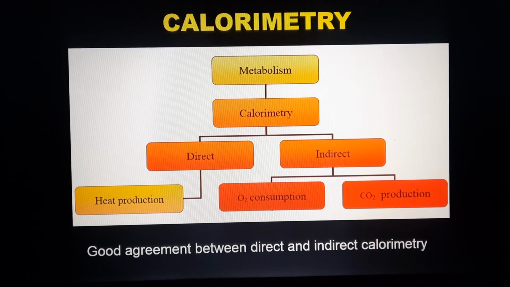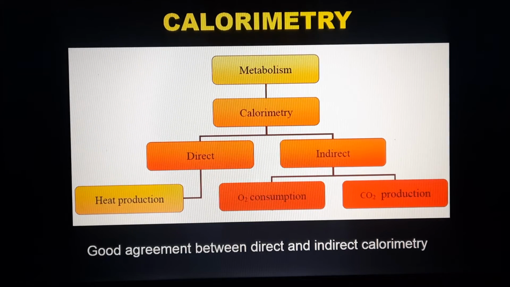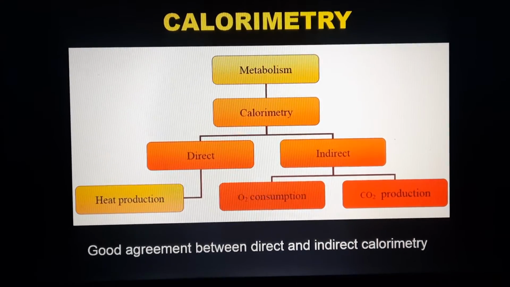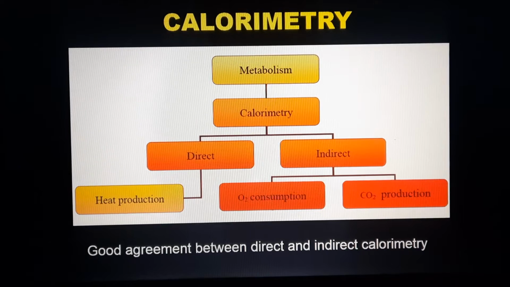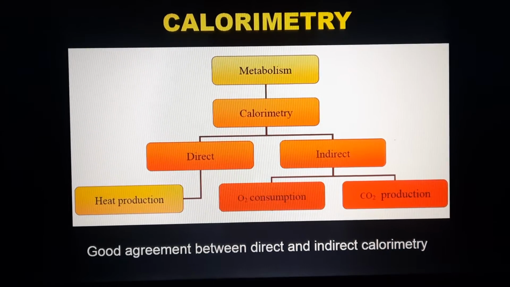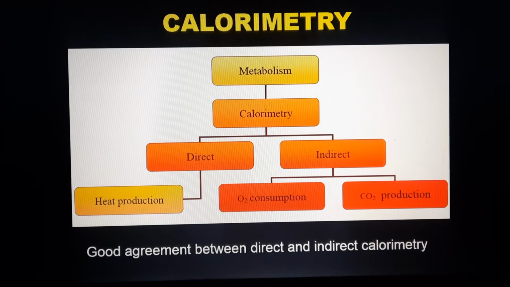So what is calorimetry? Calorimetry is basically a technique to measure the metabolic activity or the energy released during the metabolic activity. Calorimetry is of two types: direct calorimetry and indirect calorimetry. In direct calorimetry, we measure the caloric utilization by directly measuring the heat production of the body, while in indirect calorimetry, we measure the oxygen consumption and carbon dioxide production, and by putting these values in the specific formula, we would have an estimation regarding the calorimetry.